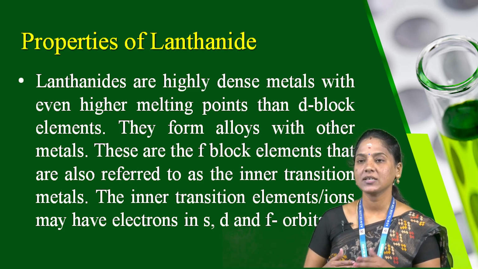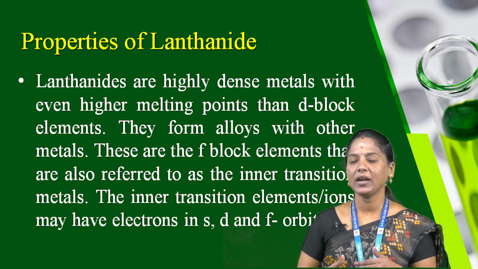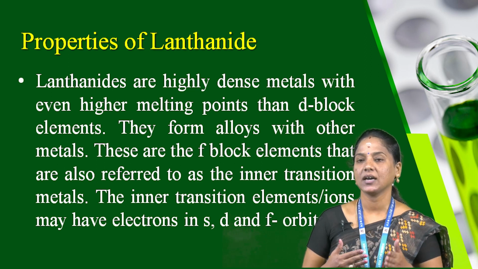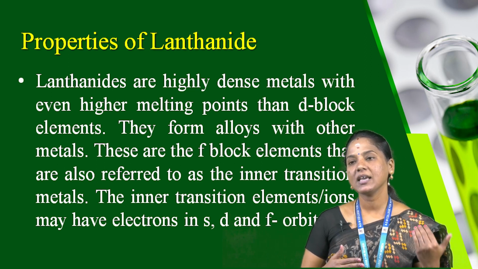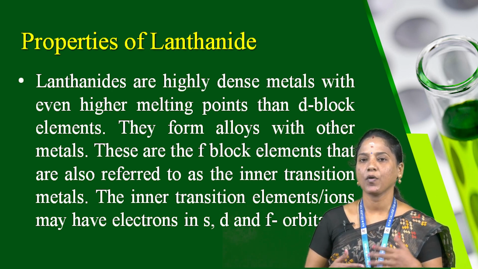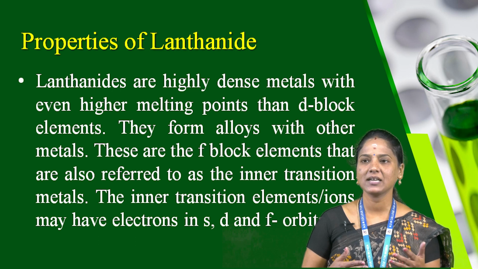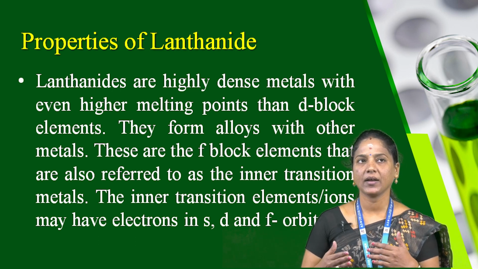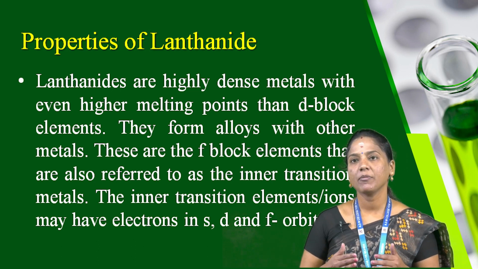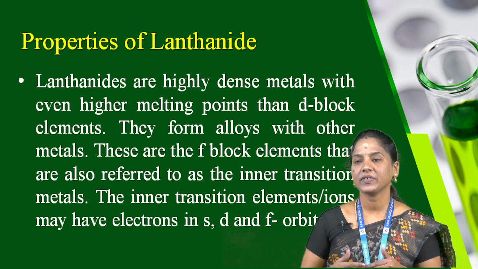These are f-block elements that are also referred to as inner transition metals. The inner transition elements' ions may have electrons in s, d and f orbitals. In the periodic table, like transition metals, if we consider the lanthanide and actinide series in the table, it will be too wide. So these two series are present at the bottom of the periodic table and they are called the 4f series, also known as the lanthanide series, and then the 5f series, also known as the actinide series. The 4f and 5f series together are called inner transition elements.